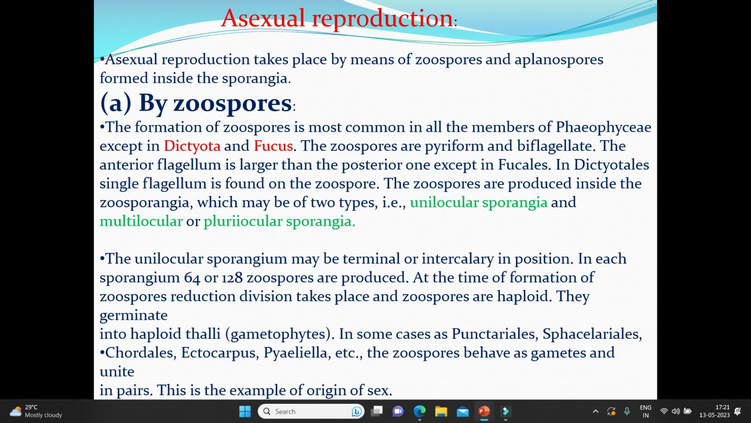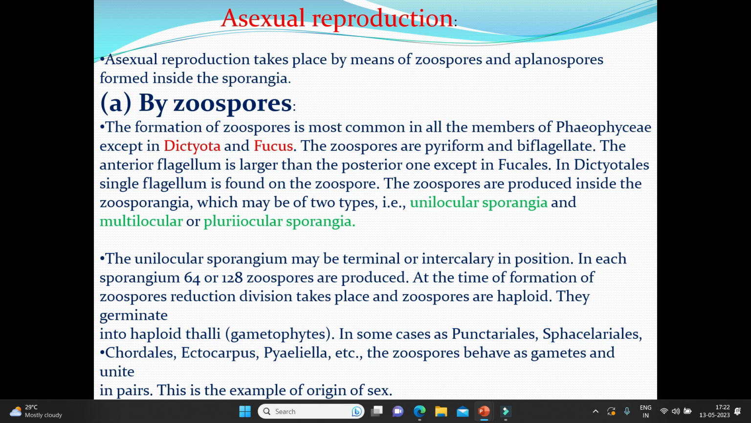So next, asexual reproduction takes place by means of zoospores and aplanospores formed inside the sporangia. So first one is by zoospores. The formation of zoospores is most common in all the members of Phaeophyceae except Dictyota and Fucus. Dictyota is a genus of brown algae in the family Dictyotaceae.